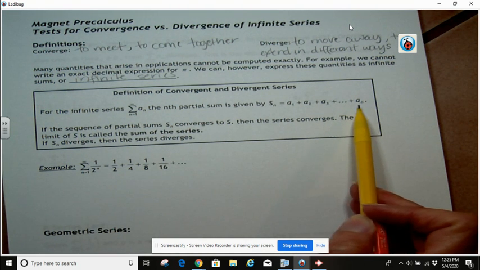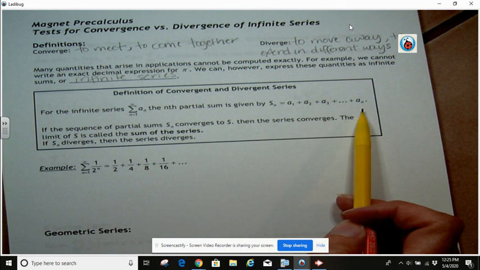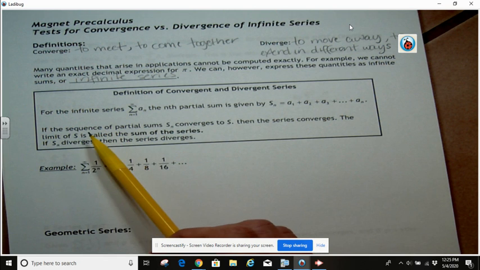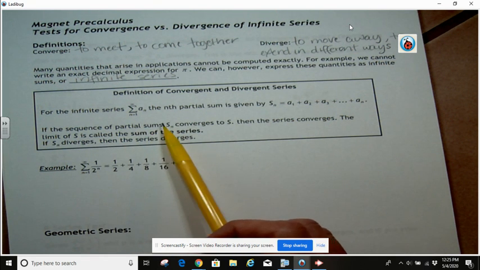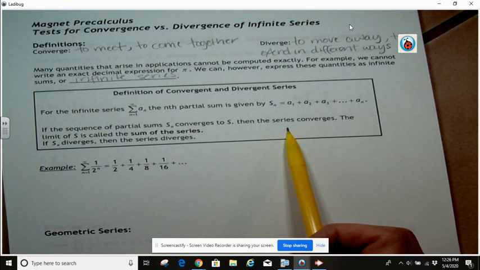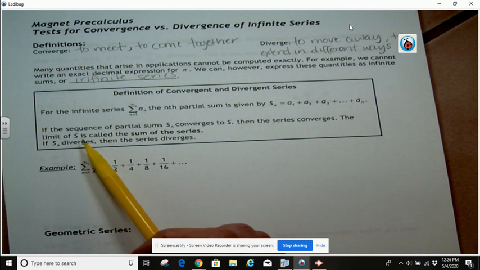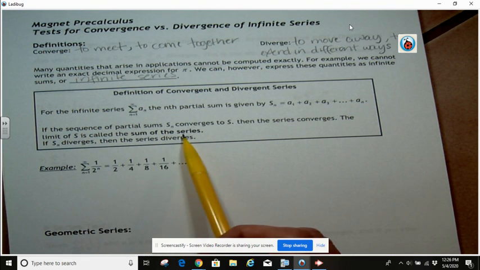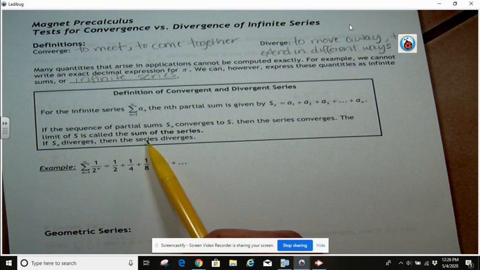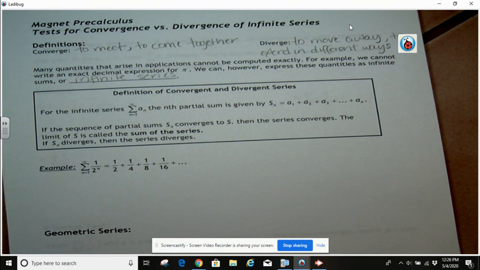Okay, but we're not going to try and continue to infinity. We're going to stop it at some point. That's what makes it a partial sum. So if the sequence of partial sums S sub n converges to some number, then we say the whole series converges, even though the whole series really goes to infinity. The limit of the sum is called the sum of the series. If the nth partial sum diverges, then we would say the infinite series diverges. So we're going to look at this partial sum, make a conclusion, and apply that to the infinite series.